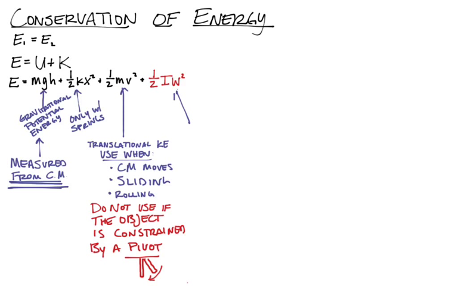Now, 1/2 I omega squared is my rotational kinetic energy. We use it when something spins. If it's spinning, it's got rotational kinetic energy, we need to take it into account. So we're going to use it if it's rolling, if it's spinning, or if it's moving on a pivot. In that case, we're going to talk about rotational kinetic energy.